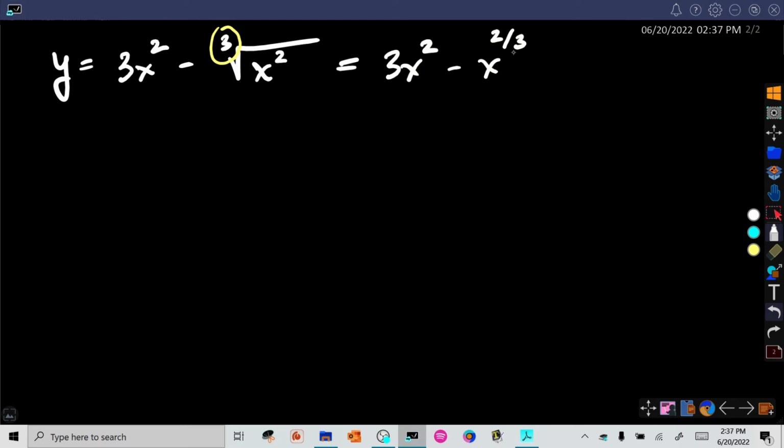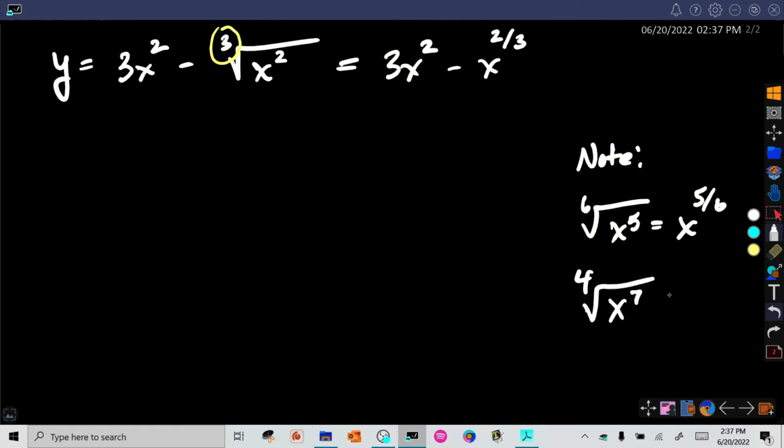Okay, so again, this is really handy to convert. So if I had, say, for example, this is kind of like a little side note here, the 6th root of x to the 5th, this is the same thing as x to the 5/6. So anyway, just an idea. Or you could even do the opposite. If I have the 4th root of x to the 7th, this is going to equal x to the 7/4. So in this case, the fraction is actually bigger than 1. Over here, the fraction's smaller than 1. But the same property applies.